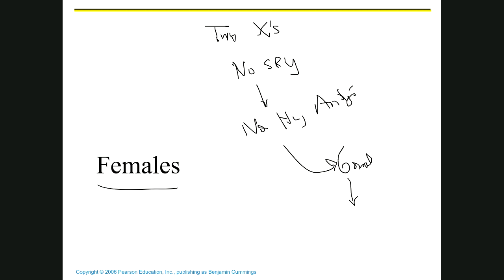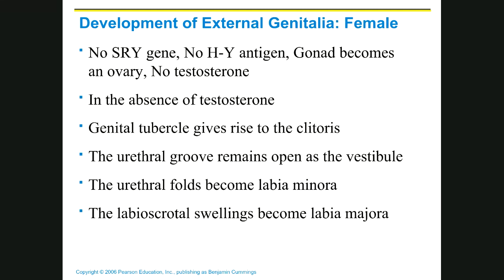And ovaries do not make testosterone. So that means there's going to be no testosterone. And when you have no testosterone, you get a female. And so it looks like this. No Y chromosome, no SRY gene, no HY antigen. We're going to get an ovary, no testosterone. And so it's the absence of testosterone that gives rise to the female.